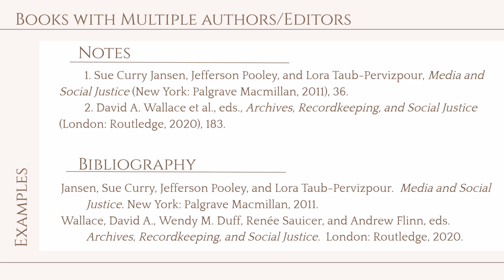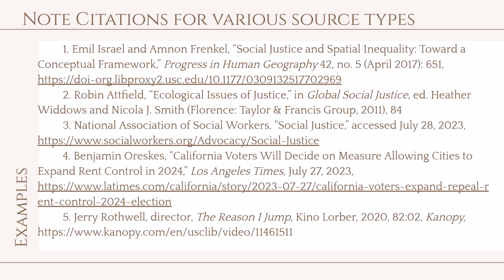The examples on this slide show how multiple authors in the same source type might alter the elements included. The first source with 3 authors includes all authors' names in the notes. The second note is a source with 4 or more authors, so only the first author is listed, followed by et al. The bibliography inverts the first author for each source and provides all authors for the source with 4 authors.